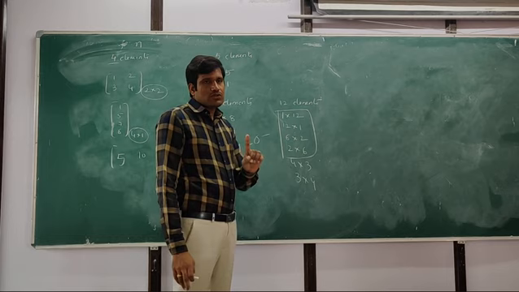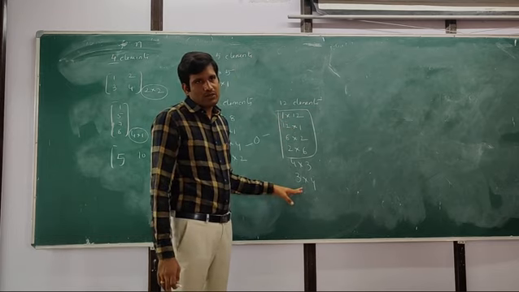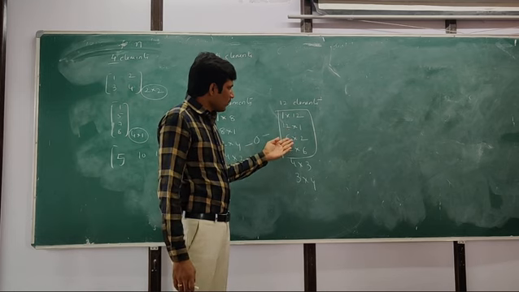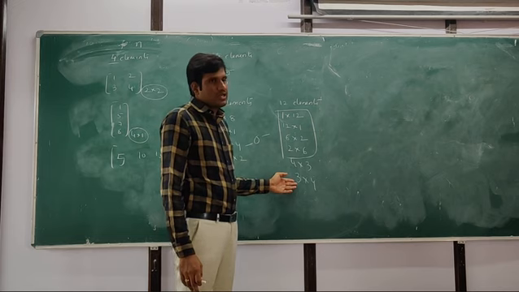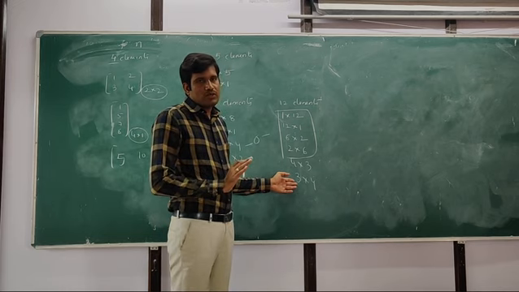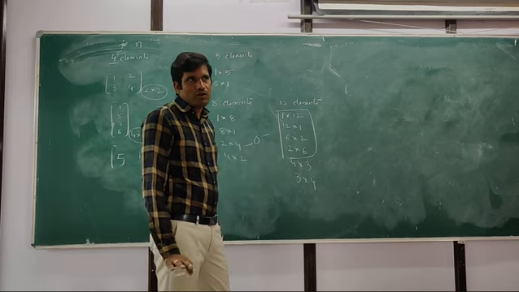This question is asked only for 1 mark. What are the possible orders? We should write all the possible orders. If you forget to write 4 cross 3 and 3 cross 4, the marks given will be 0. You must write all the possible orders, then only you will get the 1 complete mark.